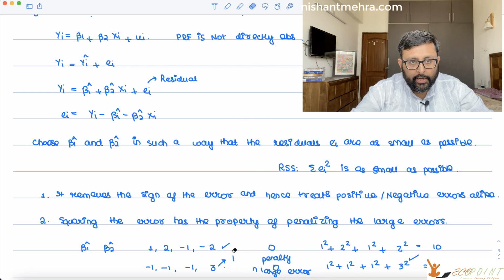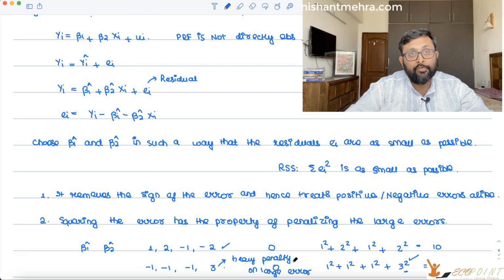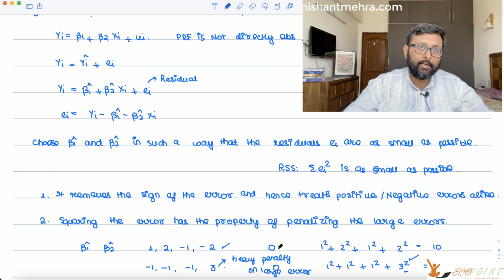And that's very wrong English. It should be heavy penalty on large error. How do you know this? You got the penalty in terms of 9 out here. That's the idea. So this is the reason you square the error and then minimize it, instead of just minimizing the absolute sum.